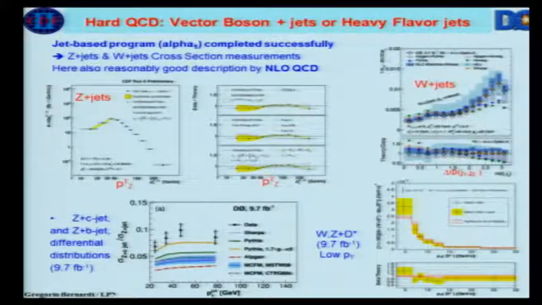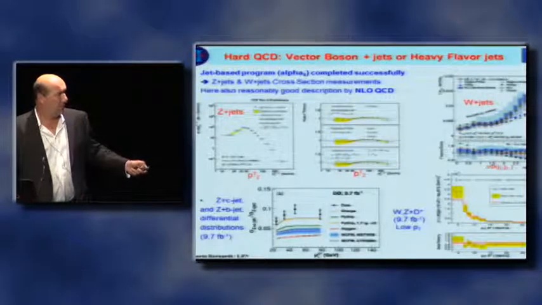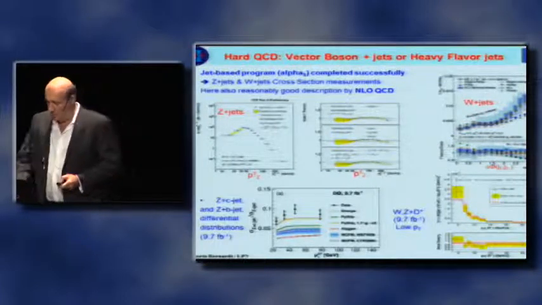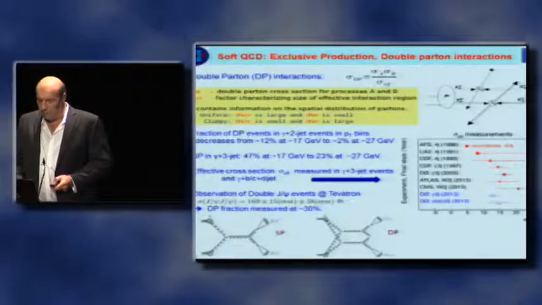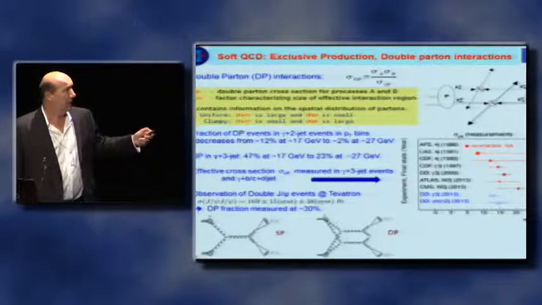We have also performed interesting exclusive results with W or Z plus D star, fully reconstructed, and this gives access to low pT of the charm. And here again, a nice differential distribution as a function of the pT of the D star, which is well described by the predictions. In soft QCD, we also have an extensive program we are completing now.